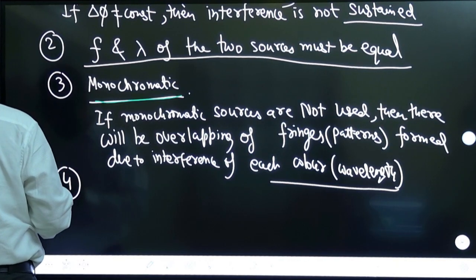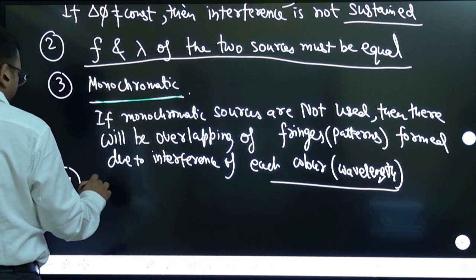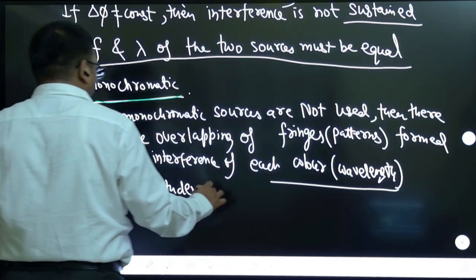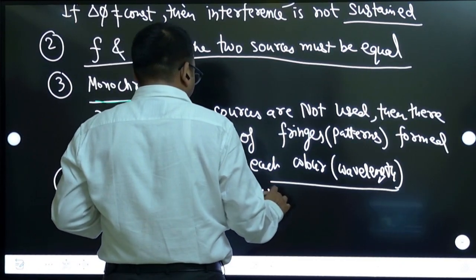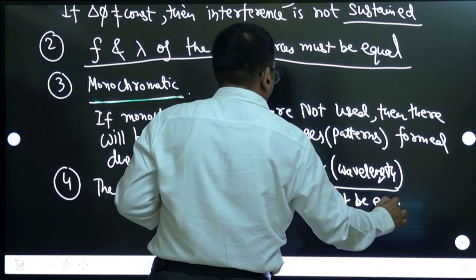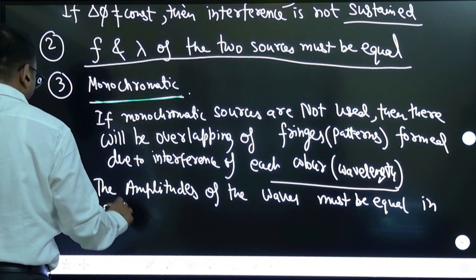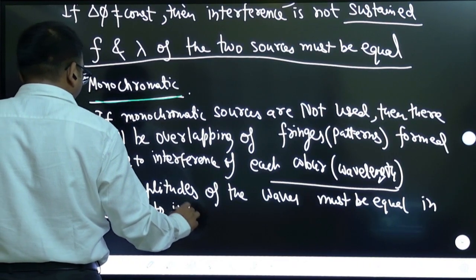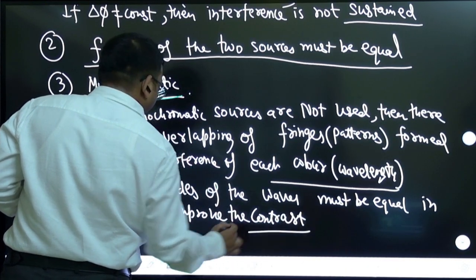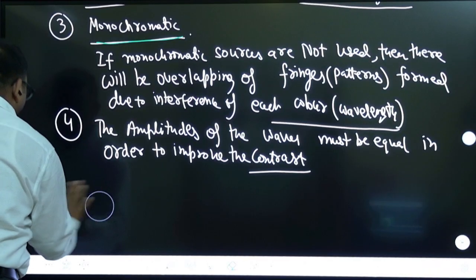Okay. Next, condition 4. The amplitudes of the waves must be equal in order to improve the contrast. Now you will say why it is necessary. It is not strictly necessary, but the contrast will be better. You need to understand that.